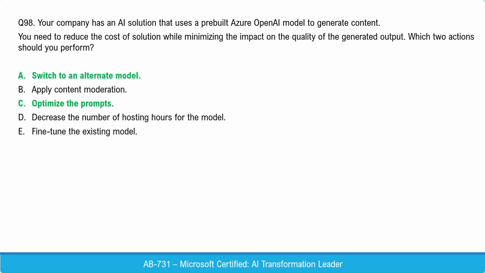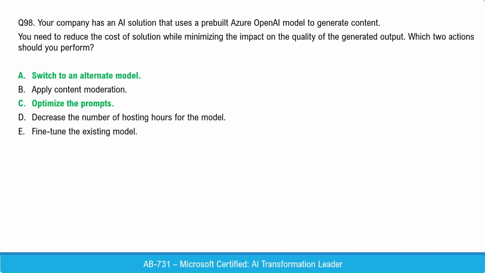Let's understand the requirement more clearly. The goal over here is to reduce the cost of a generative AI solution while minimizing the impact on output quality. So we need approaches that optimize cost without significantly degrading performance. Option A is correct because switching to an alternate model allows you to choose a more cost efficient model with a better price to performance ratio. For example, using a smaller or optimized model can reduce token costs while still delivering acceptable quality for the use case.